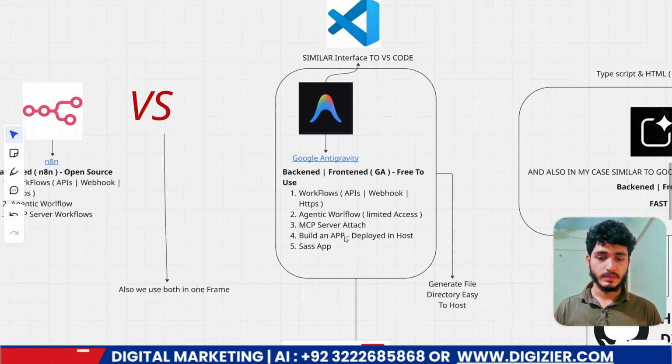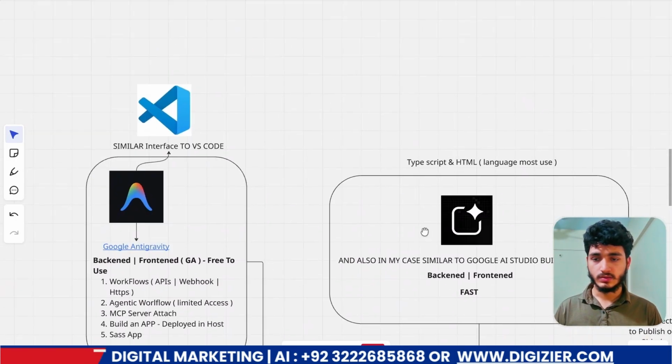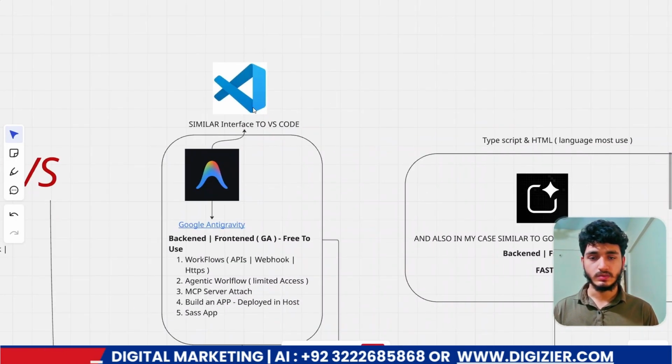You can build an app for the front end and deploy it on hosts like GitHub or your own host server, and build a SaaS app and integrate it with your payment method. Google Antigravity is similar to VS Code. If you use VS Code, you will easily understand the Google Antigravity interface.